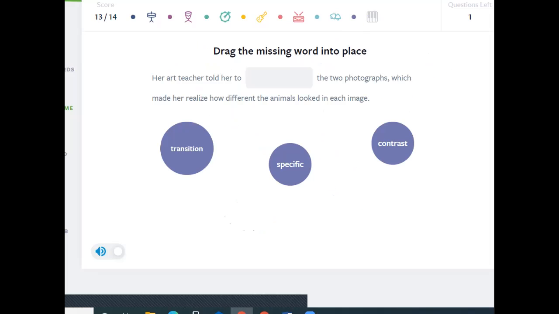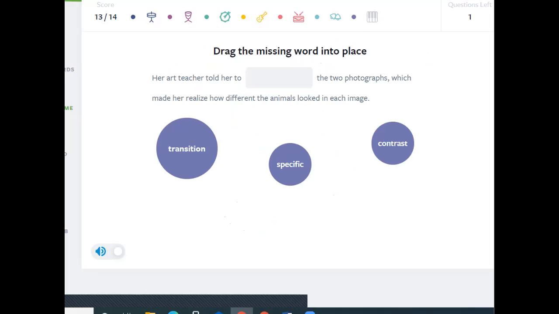Ooh, one more. Drag the missing word into place. Her art teacher told her to blank the two photographs, which made her realize how different the animals looked in each image.